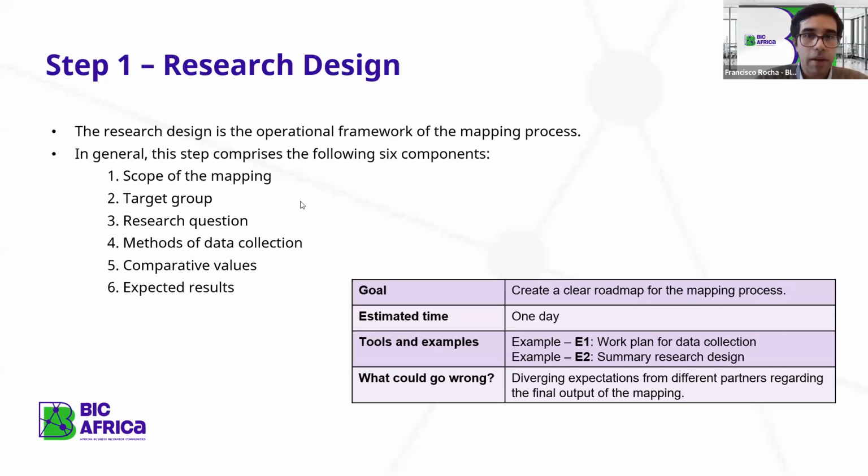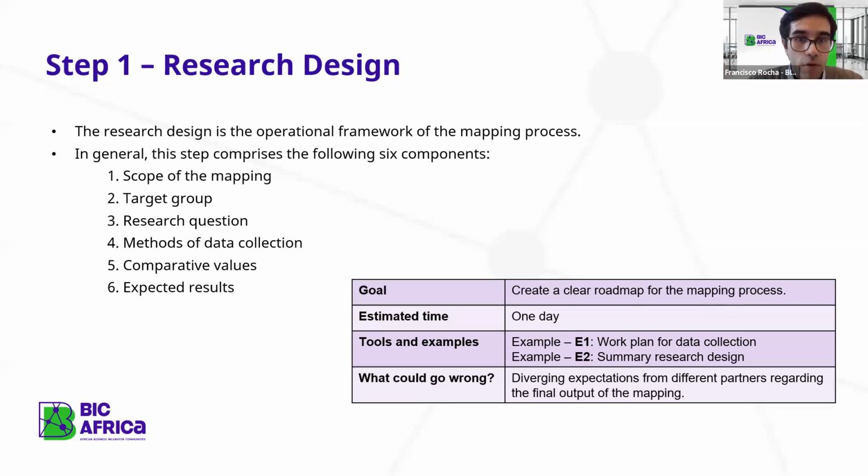There are within the guide some examples of the work plans that you can set up for collecting the data, and also a summary of what can be a research design step that we will show just before moving. And also, what are potentially the main challenges here is that you have, of course, different partners that have different expectations, and so the output of the mapping might not be in line with the expectations of those different partners. So there is a need to understand this and to try to match the expectations with what the different partners want and what the different partners want to have at the end of the mapping.